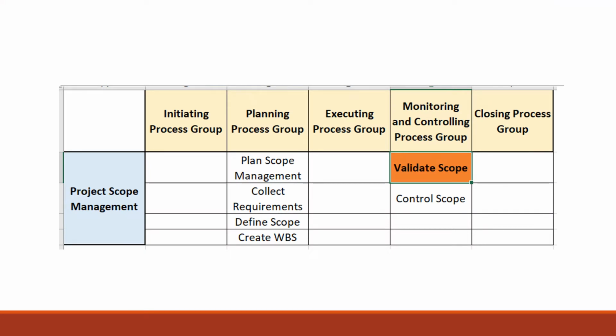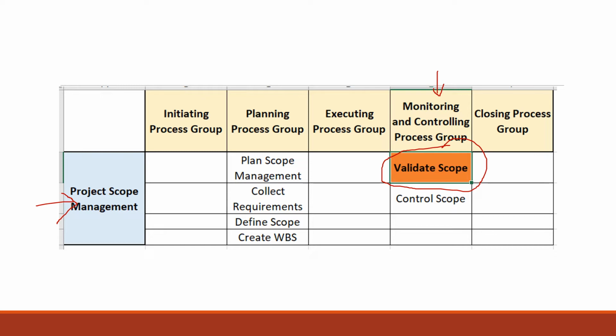First things first, you should know where validate scope lands in the PMBOK mapping. It is under the monitoring and controlling process group, and under the scope management knowledge area. So this is where the validate scope process falls. But how do we get there? How do deliverables go into the validate scope process? That is what we are going to look into, and we'll understand this entire cycle.